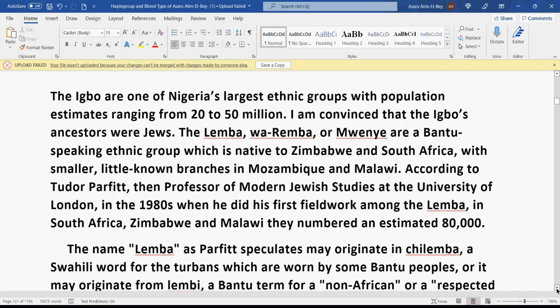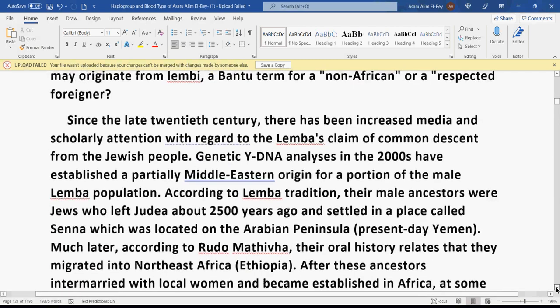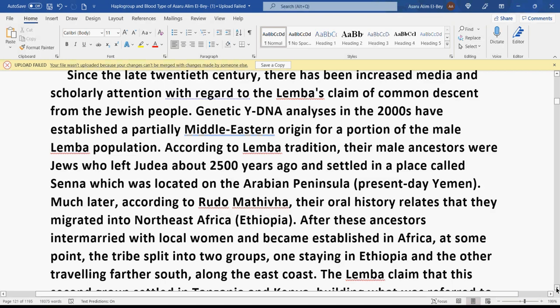According to Tudor Parfitt, then professor of modern Jewish studies at the University of London, in the 1980s, when he did his first fieldwork among the Lemba in South Africa, Zimbabwe, and Malawi, they numbered an estimated 80,000. The name Lemba, as Parfitt speculates, may originate in Tulemba, a Swahili word for the turbans which were worn by some Bantu peoples, right? Or it may have originated from Limbi, a Bantu term for a non-African or a respected foreigner. Since the late 20th century, there has been increased media and scholarly attention regarding Lemba claims to common descent from the Jewish people.